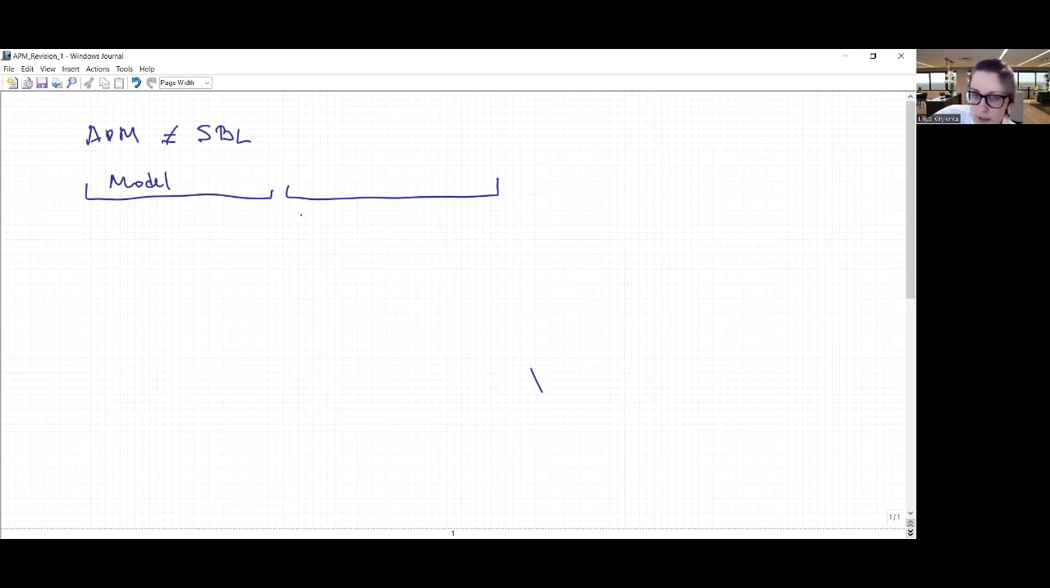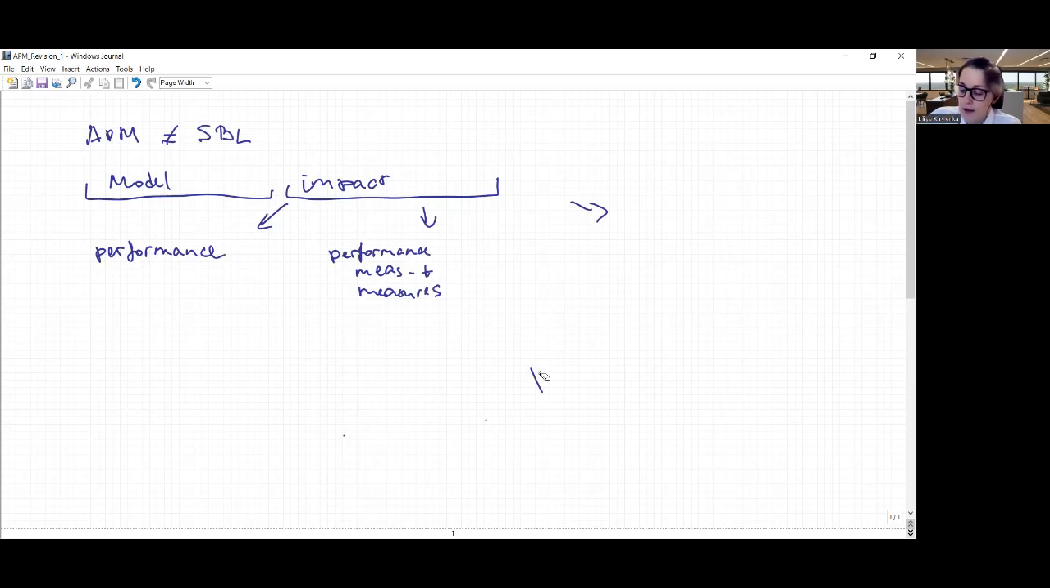Well, you can be asked to identify the impact. And when you identify the impact, here we have different ways that the question can be asked. Because when you are asked about the impact, you can be asked about the impact on performance. You can be asked about the impact on performance measurement, or measures, and this is a little bit different. And you can be asked about performance management.